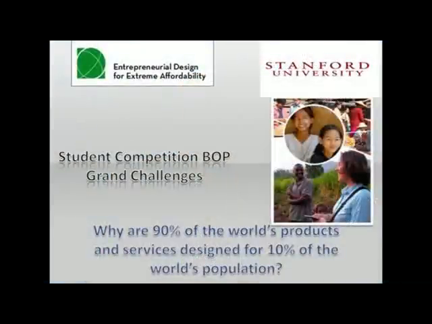For example, this question, why are 90% of world's products and services designed for 10% of world's population? Who do you think would have asked this question? You would say, obviously, from developing world. No, sorry. It was Stanford University who asked this question. And there is this entrepreneurial design for extreme affordability group. And there is a student competition for base of the pyramid grand challenges that they face.